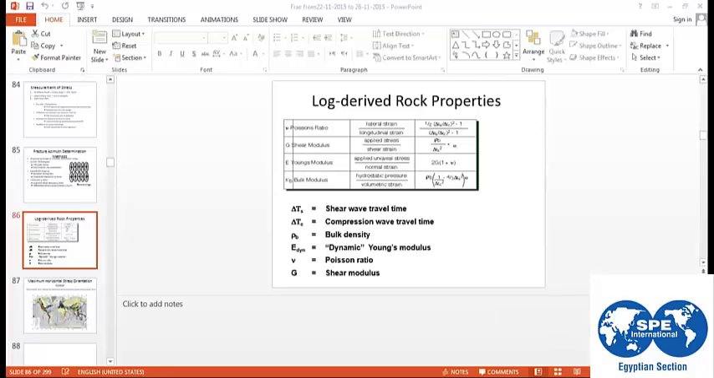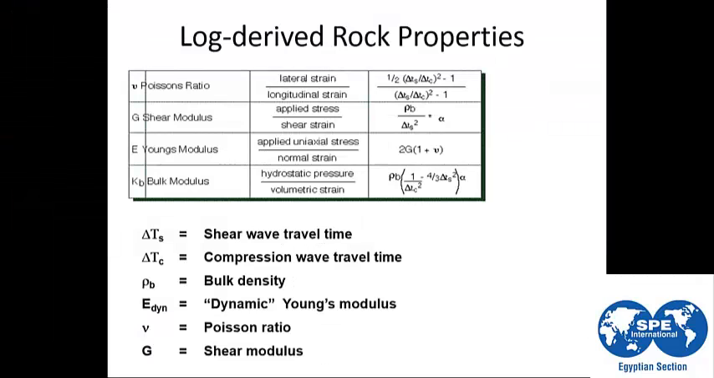Here we have this small table that shows how we can calculate either Poisson's ratio, shear modulus, Young's modulus or bulk modulus from the sonic log. First of all, we should understand that to use the sonic log to calculate the rock properties, we should use the dipole sonic. The dipole sonic records the shear wave travel time and the compressional wave travel time.